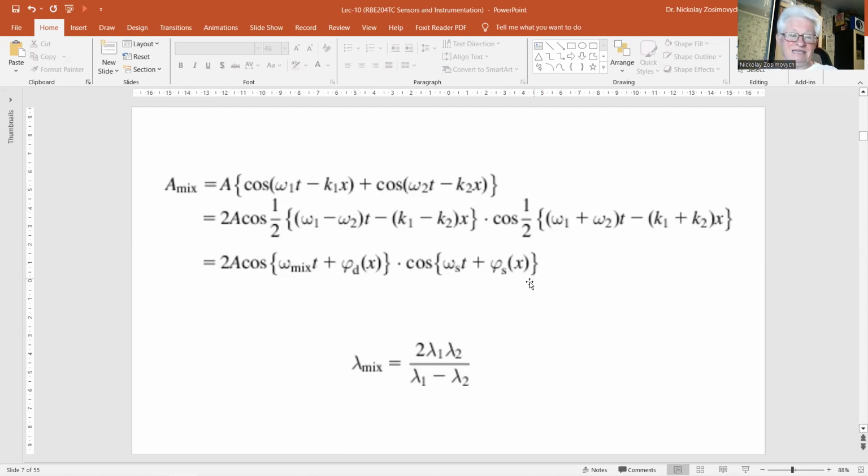And this is an amplitude modulated wave, of which the envelope has a frequency omega min, equal to half the difference of the two frequencies omega 1 and omega 2. And this corresponds to a wavelength lambda min, also called the synthetic wavelength.